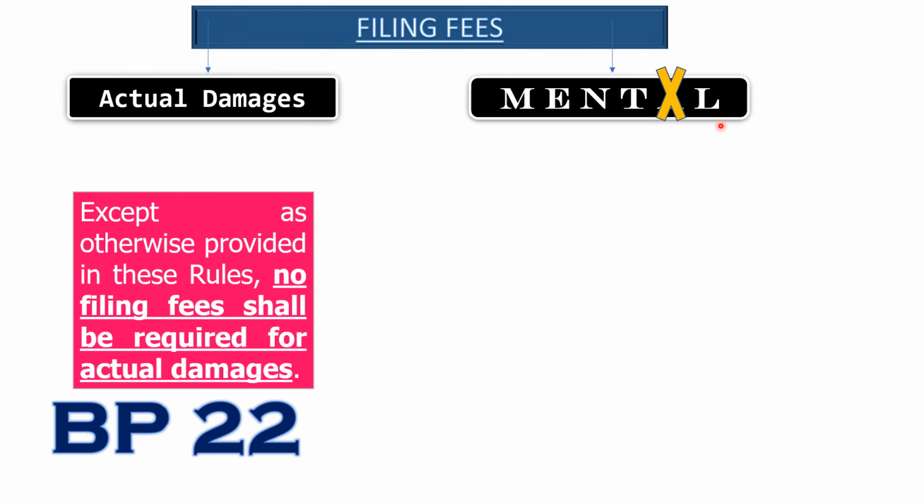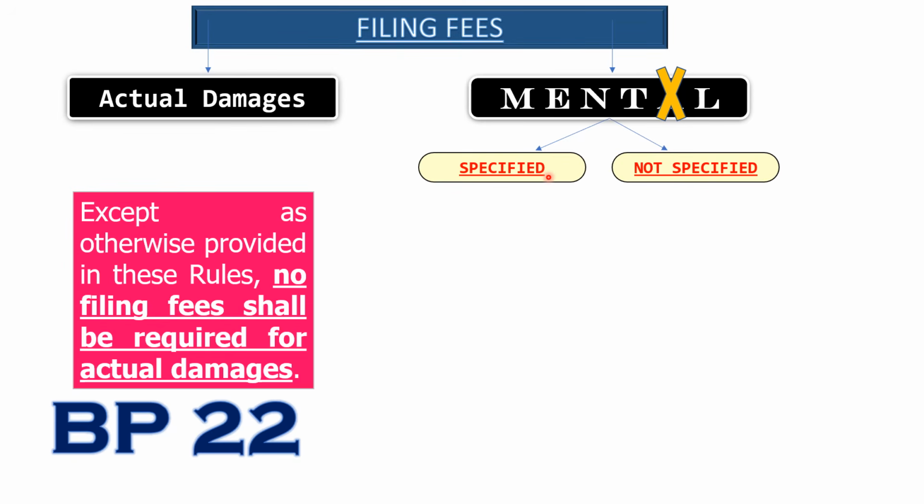How about if what you are going to claim is no longer actual damages, but rather moral, exemplary, nominal, temperate, and liquidated damages. So in that case, you have to make a distinction. You have to make a distinction whether these damages are specified or not specified. Meaning to say, when you prepare the information, nakasulat talaga doon that yung moral damages is in the amount of 1 million pesos, or yung exemplary damages para wag nang pagtularan si accused is nakasulat ng 5 million pesos.